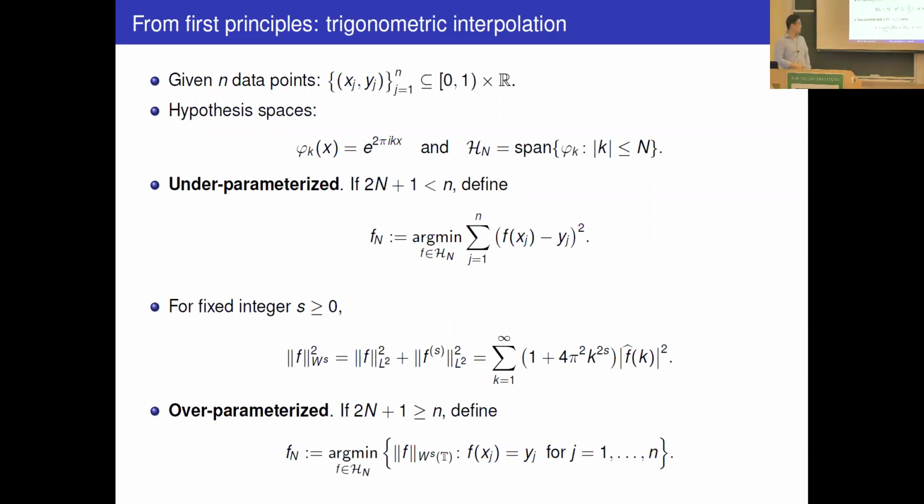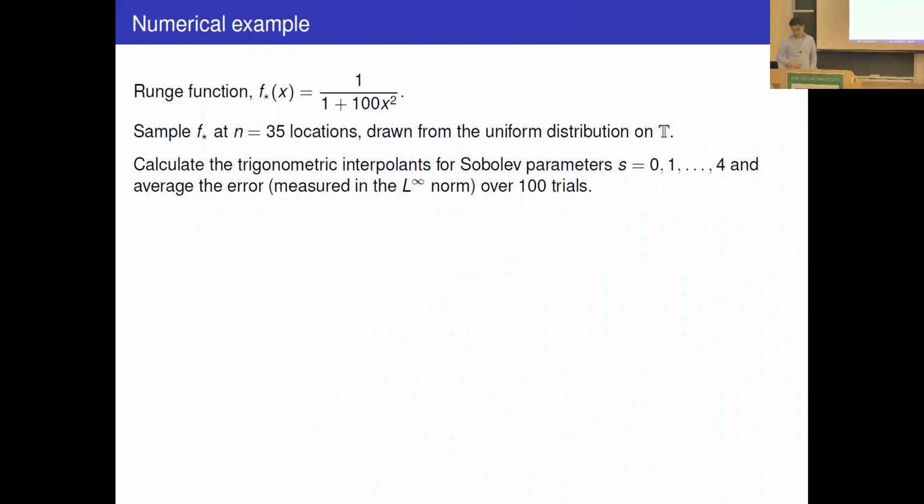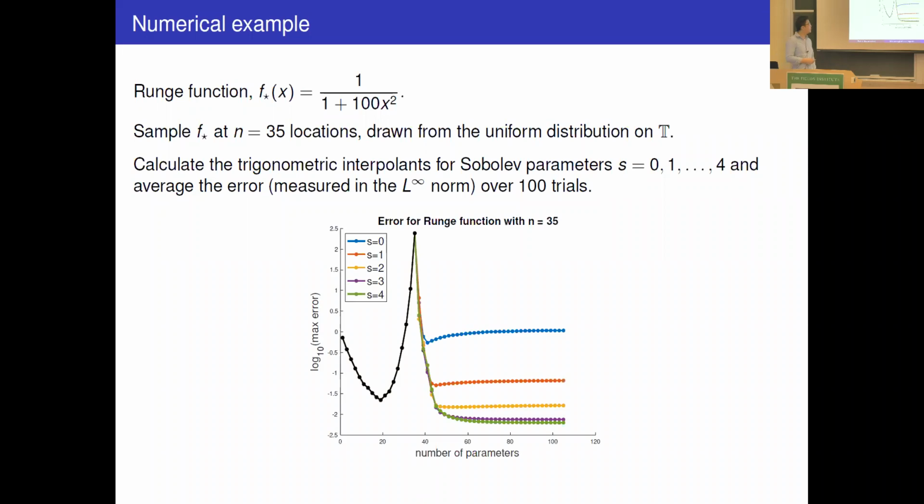And well, what I'd like to investigate is what happens if I try to find an interpolant of the data points with smallest, say, Sobolev norm. Okay. And so, let's see what happens on just an example function. Let's look at this Runge function here. It's been normalized to be between 0 and 1. And let's say I sample this particular function at 35 data points randomly. And I calculate these trigonometric interpolants for various Sobolev parameters. We measure the error in the L infinity norm and just average over 100 trials. And this is the figure that we get here.